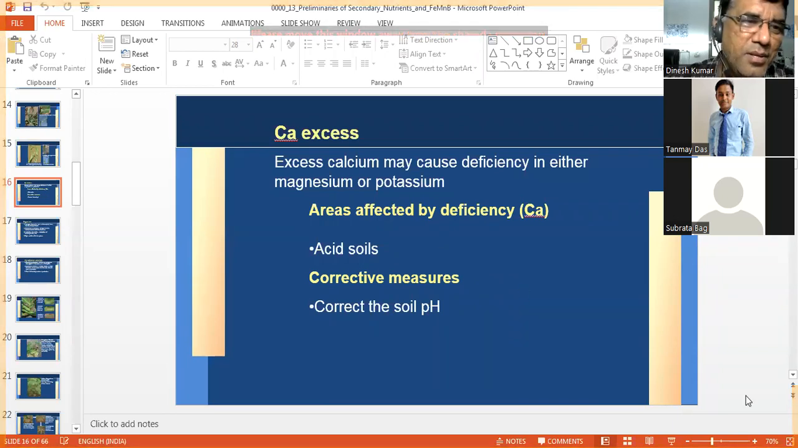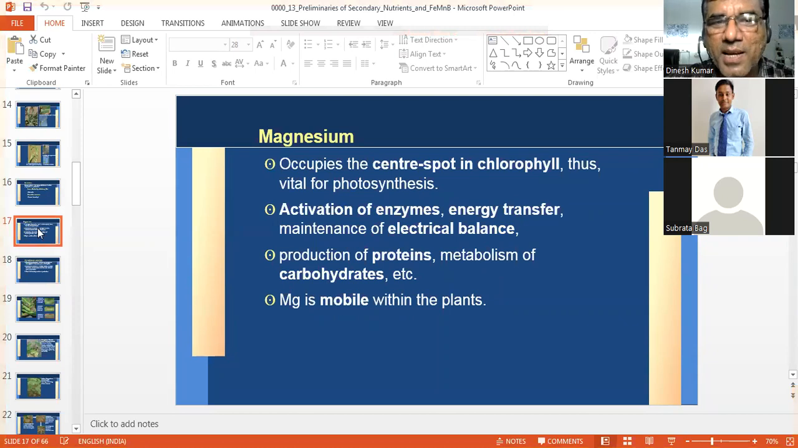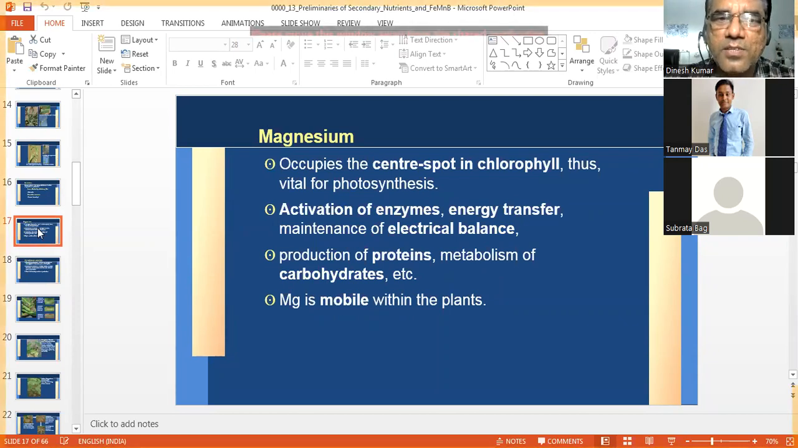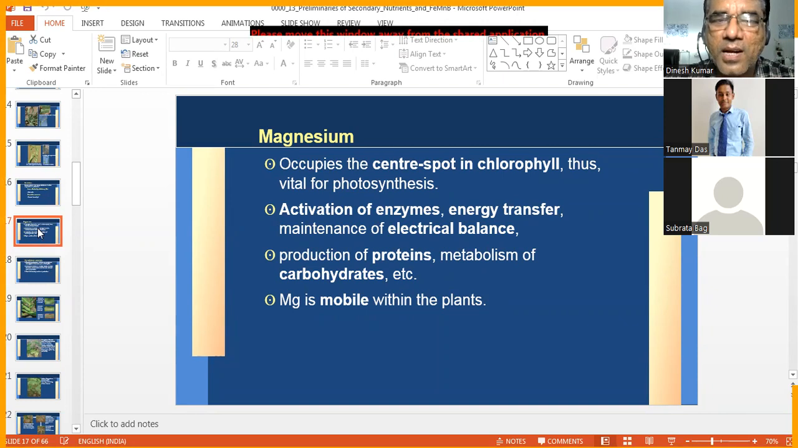So simple, you correct the soil pH. Now magnesium occupies the central spot in chlorophyll, thus it is vital for photosynthesis. A plant cannot remain green if magnesium is not there. It is involved in activation of enzymes, energy transfer, and maintenance of electrical balance. All these, calcium, magnesium, potassium, sodium, are involved in electrical balance in the plant cells or plant systems.